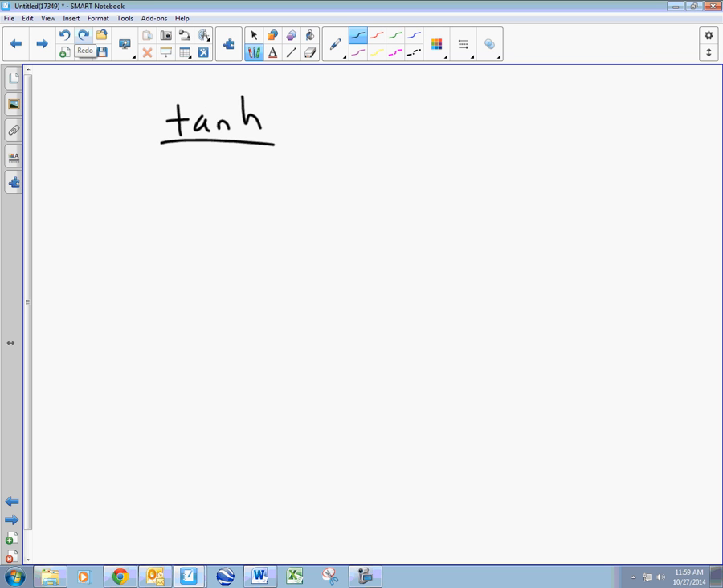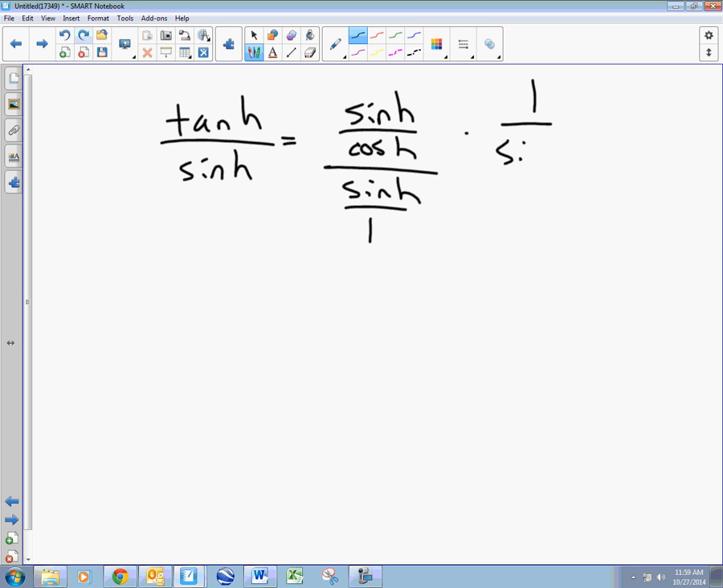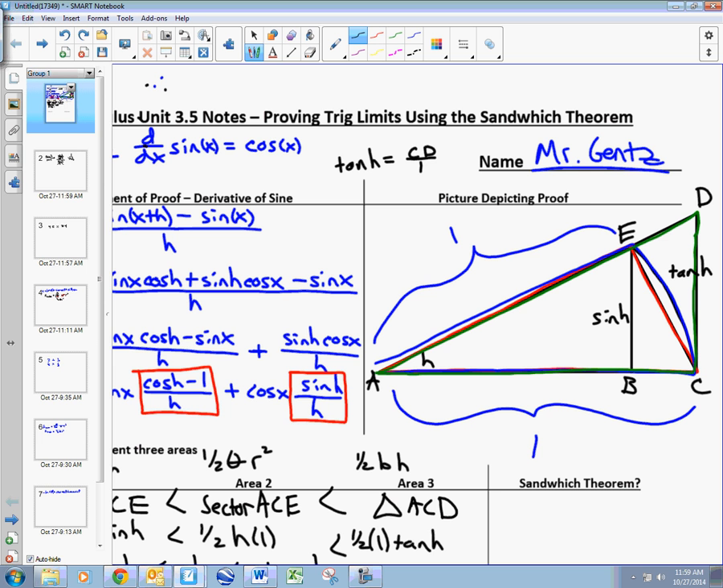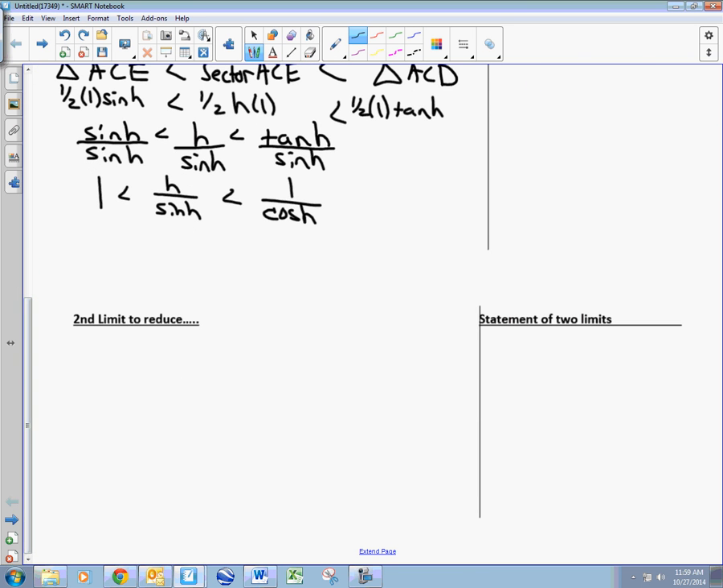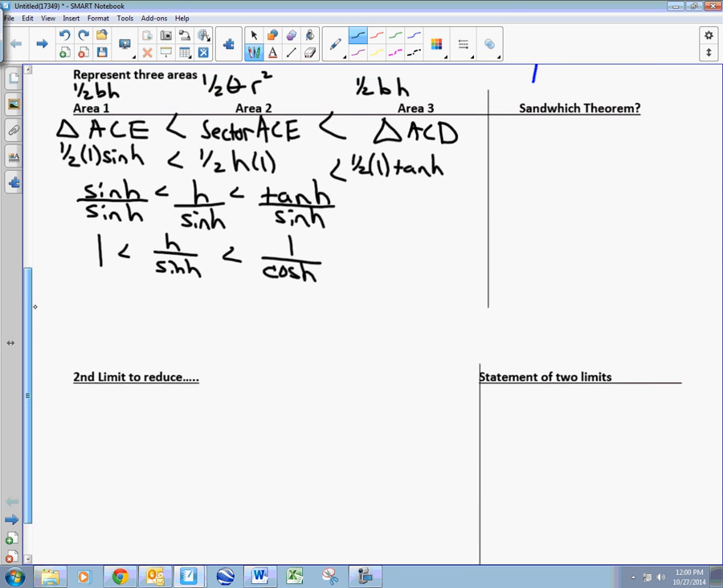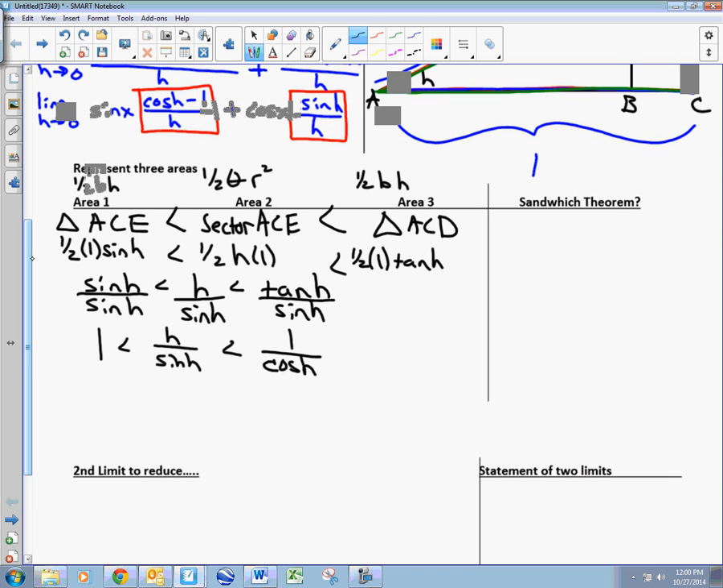Tangent of h over sine of h is the same thing as sine of h over cosine of h over sine of h over 1. Multiply by the reciprocal, and you can see that in this situation you're going to get 1 over cosine of h, or as Kimball said, secant. So we get 1 over cosine of h. I'm going to leave it like that because I'm going to do something. Do you notice the progress I'm making here?